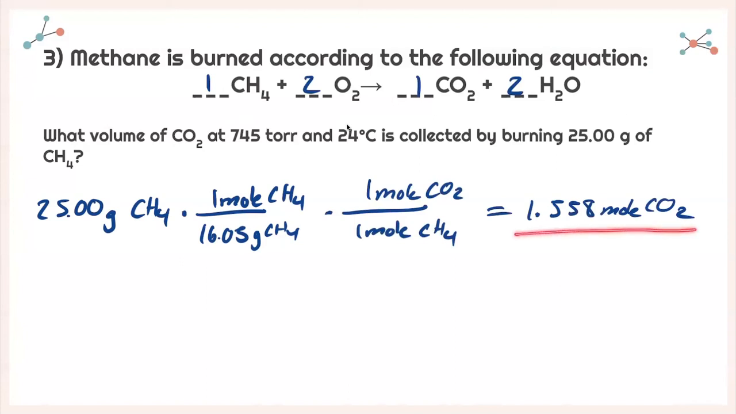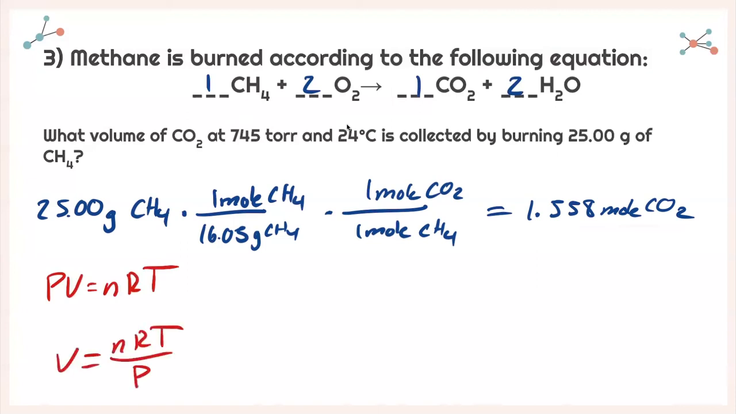I'm in moles of carbon dioxide now. I need to find my volume. And luckily, we have our ideal gas law that lets us do that. PV is equal to nRT. I'm going to solve for volume, so just going to rearrange it a little bit. So volume is equal to nRT divided by my pressure. And then I'm going to plug everything in.